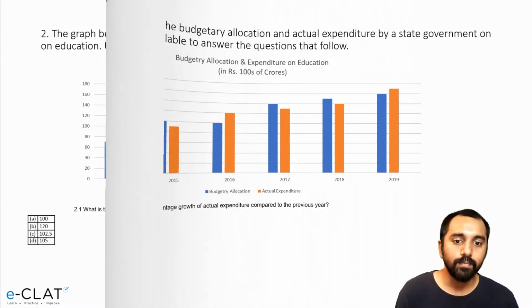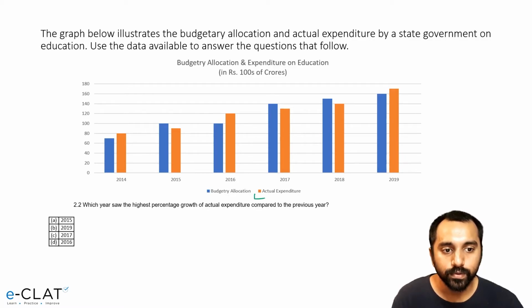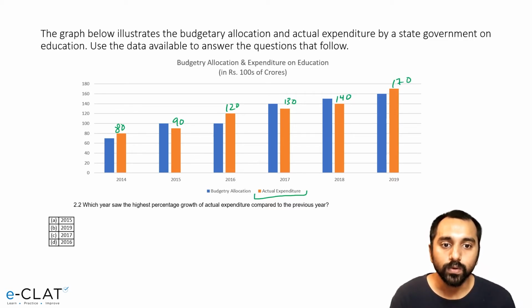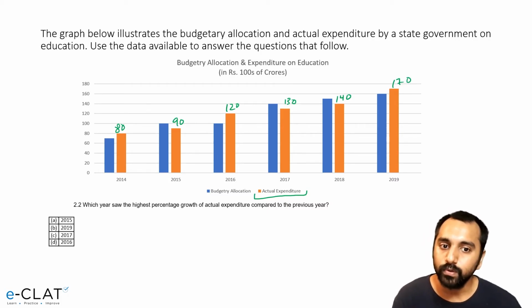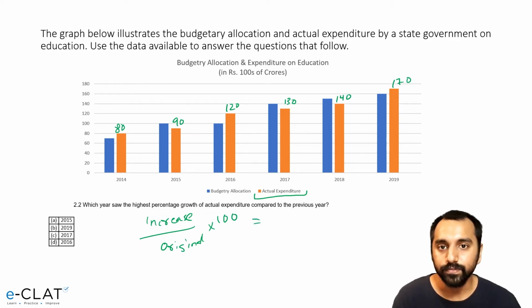Now let's go to the second part of this question. Now this time we are talking about the yellow actual expenditure, and we have to say which year saw the highest growth. Now if you look at it carefully, there is an increase in every new year. So we have to say which year was the highest increase. In order to find out the percentage increase, we find out how much is the increase and how much was the original, and then we just simply multiply with 100, and that normally gives us the percentage.